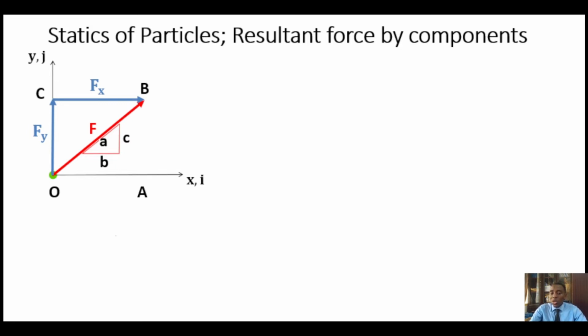The first one is when you are given the force and the triangle associated with the force. Let's look at what we have right here. I have a triangle OCB and then I have a force F. This is the actual force F. I want to resolve this force along Fx and Fy. However, I was not provided any angle, but I have this small triangle with sides A, B, C. So how am I going to resolve this?